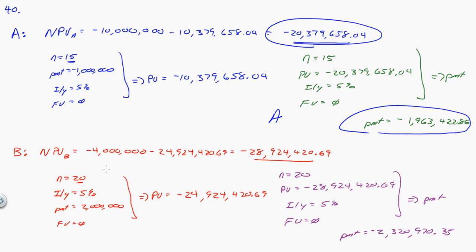With this one, I can either pay $4 million today and $2 million a year for 20 years, or $28 million up front, or $2.3 million a year forever, because when this ends in 20 years, I can repeat the process. I prefer to pay $1.9 million to $2.3 million, so I choose machine A, and that's it.